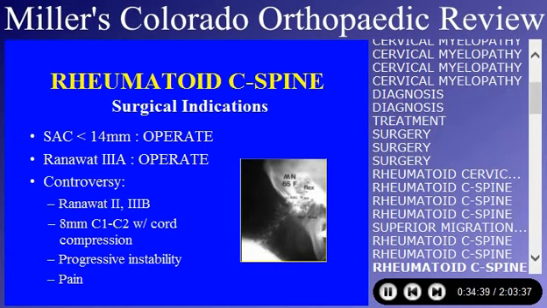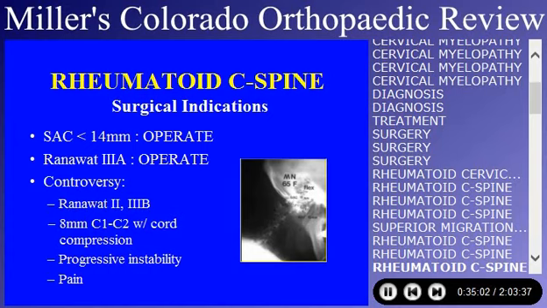If they're Ranawat 3B, in other words, they come in a wheelchair, many times those patients will get better. You put them in traction, then you operate on them. Many times those patients will get better, and most people will still operate on the Ranawat 3Bs, but they're really the high-risk patients. They're going to have the highest complication rate, so sometimes those patients are not candidates for surgery.